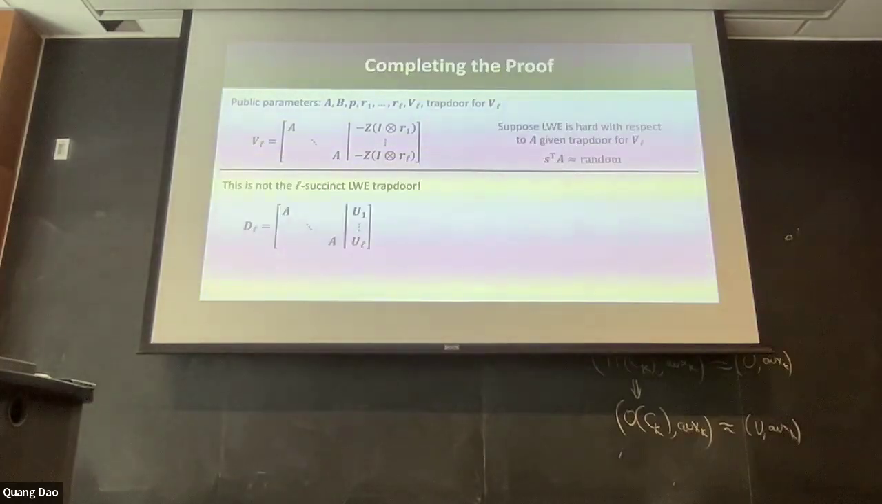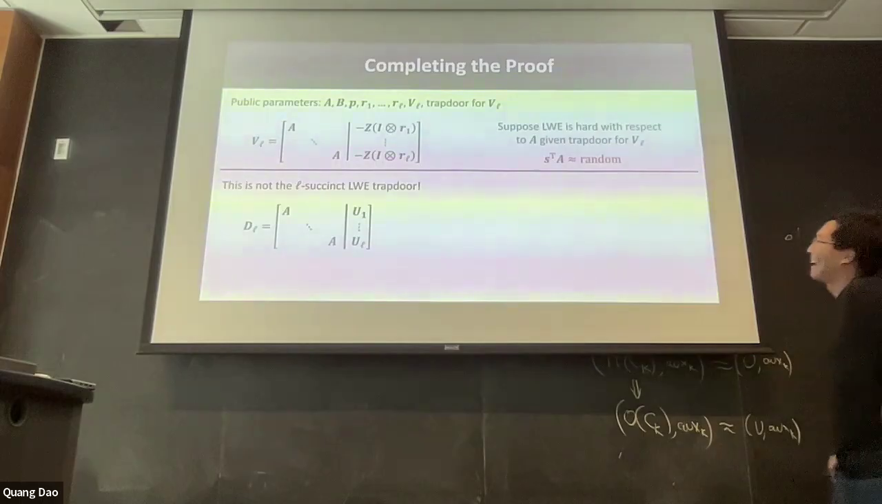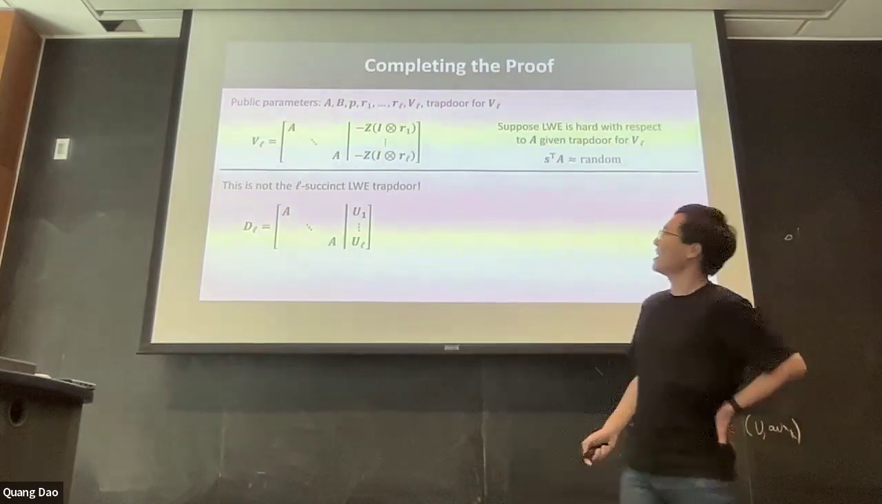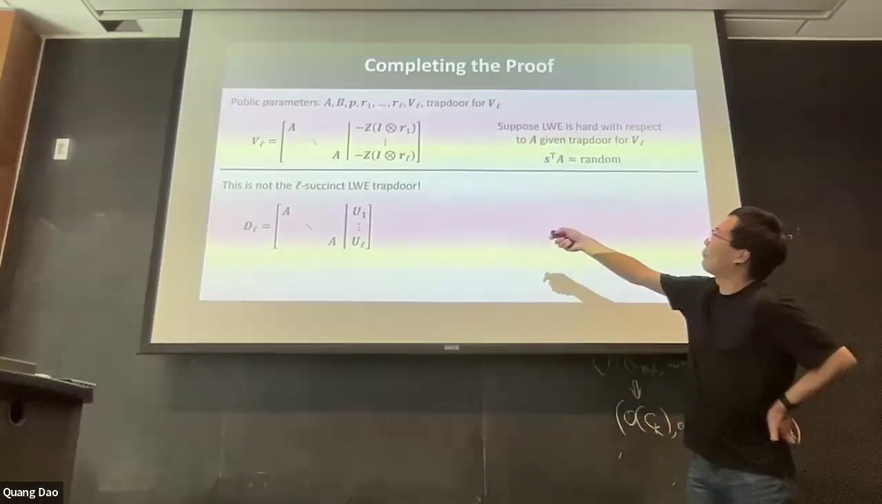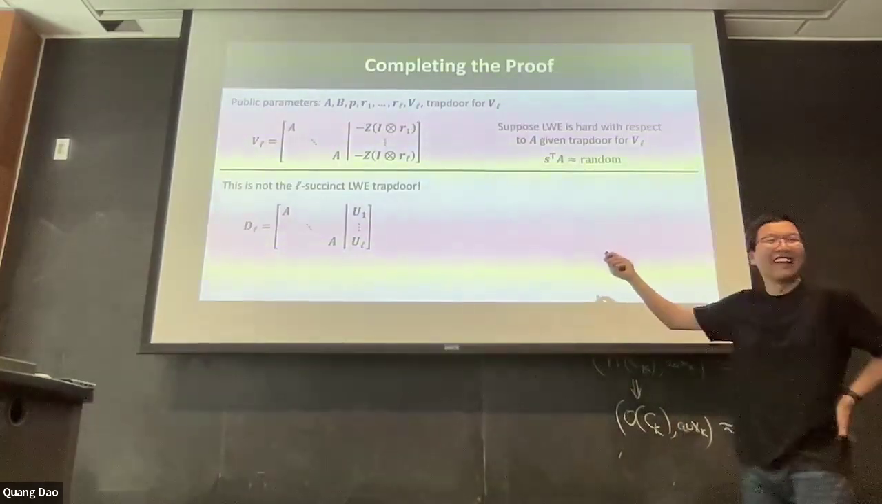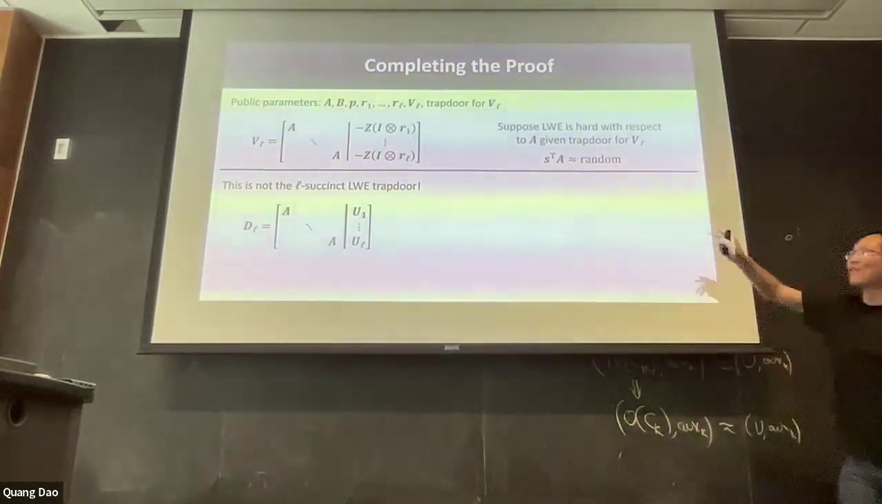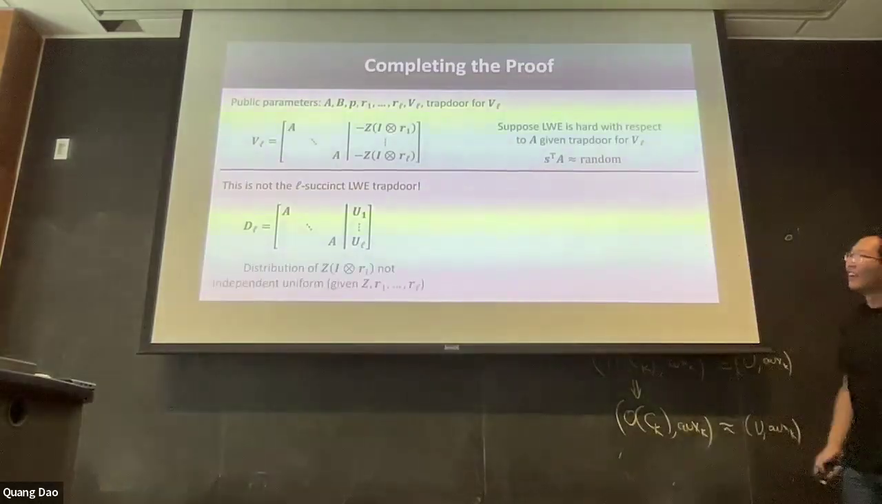Okay, great. So the one remaining caveat is the one that the node pointed out, which is I kind of cheated here, right? I told you about this L-succinct LWE problem, but the trapdoor I'm giving you is not the L-succinct LWE trapdoor. In particular, this matrix here is very far from uniform, right? This is a very structured matrix, very correlated.